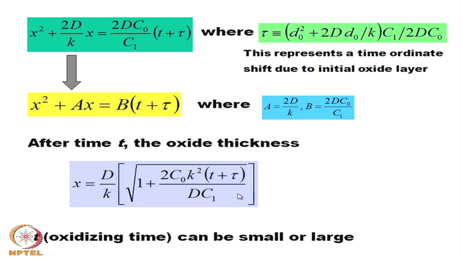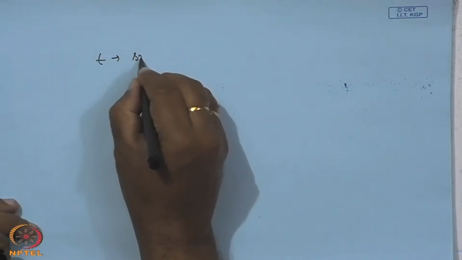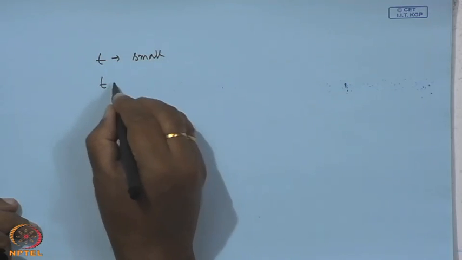And now we shall solve for two cases, when t can be small and when t can be large. That means, for small oxidizing time, what happens when t is small and when t is large.